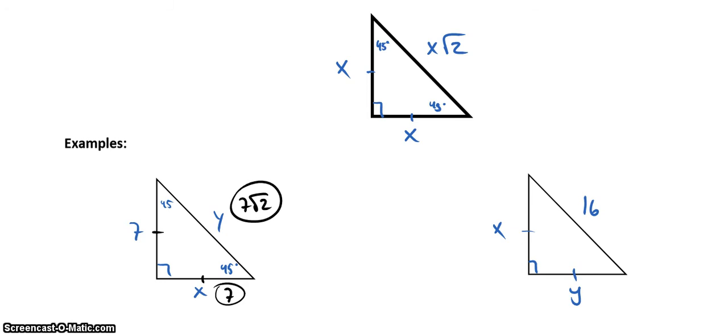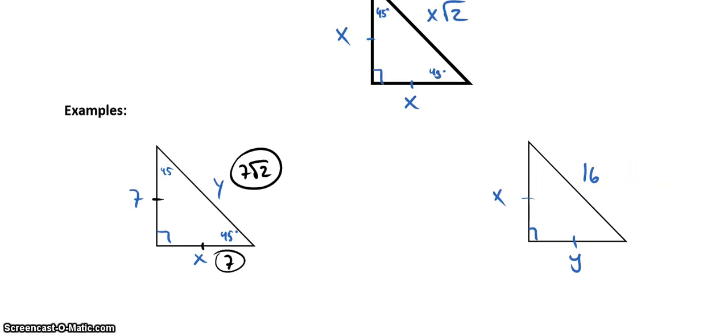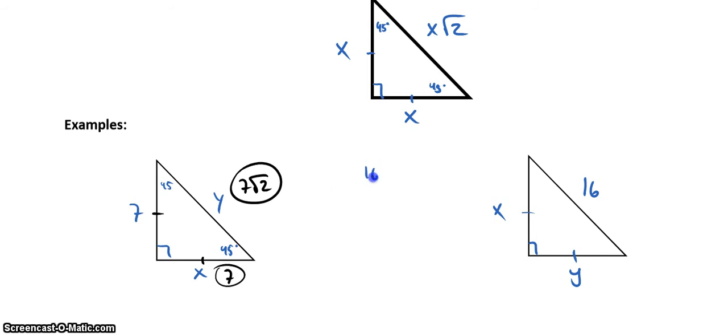Now we know 16 is the hypotenuse, and we know x and y are the same, but we don't know what they are. Now, if you take a look at your reference triangle, you can see that 16 matches up with root 2. So to get from here to here, we multiplied by root 2. So to get from here to here, we have to divide by root 2. So we know this matches up with this. So we know 16 equals x times the square root of 2.